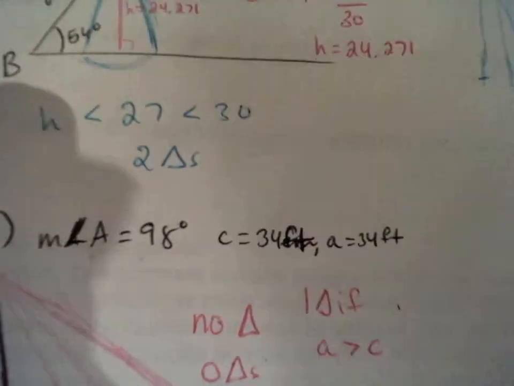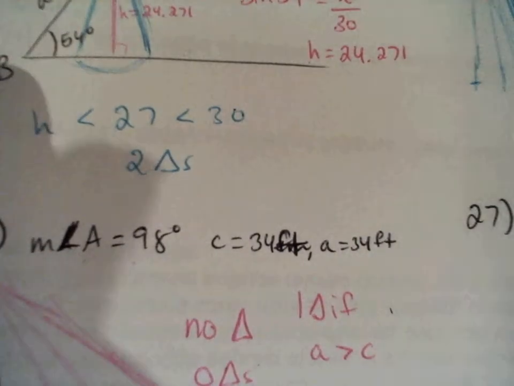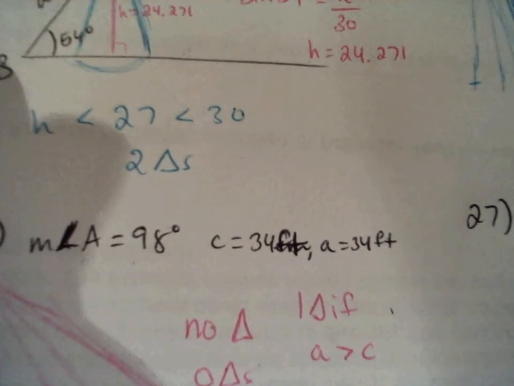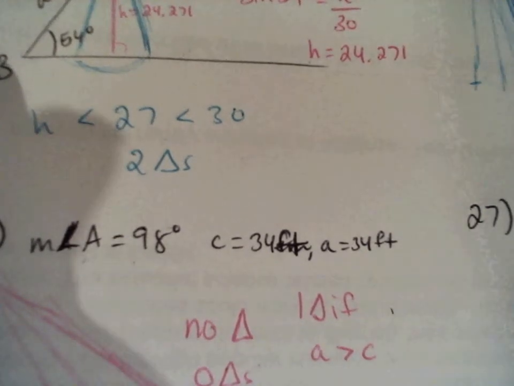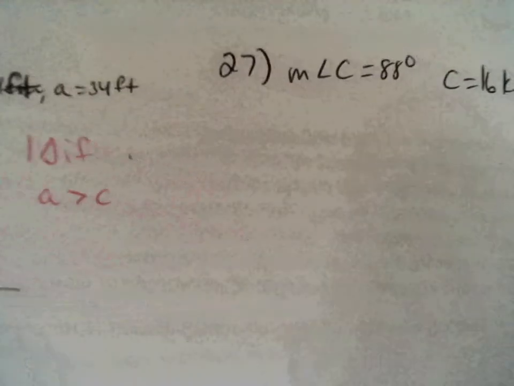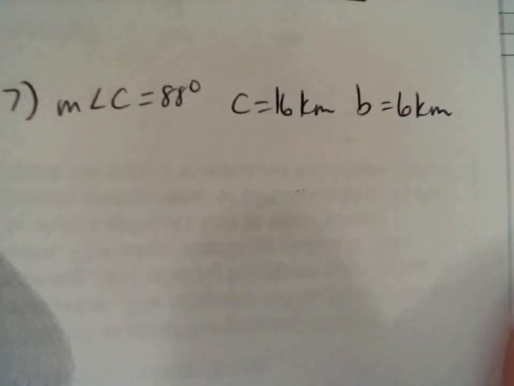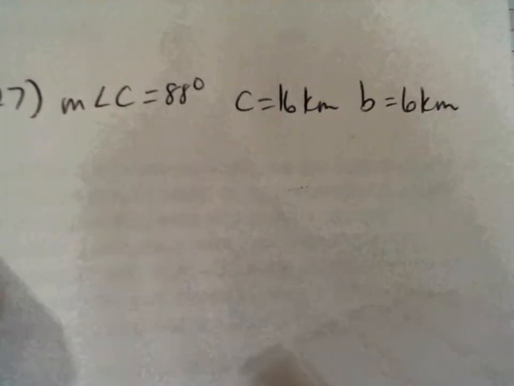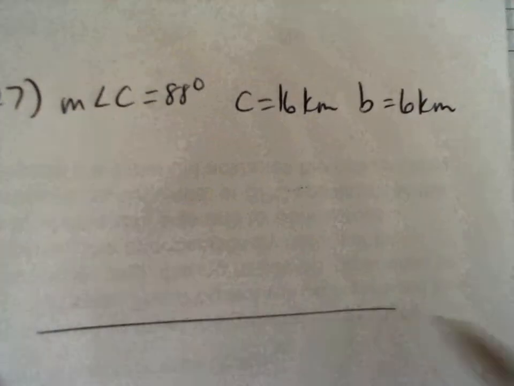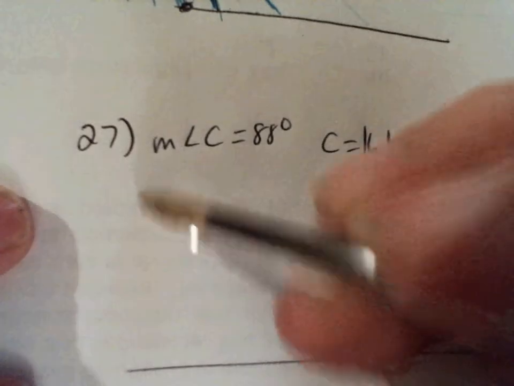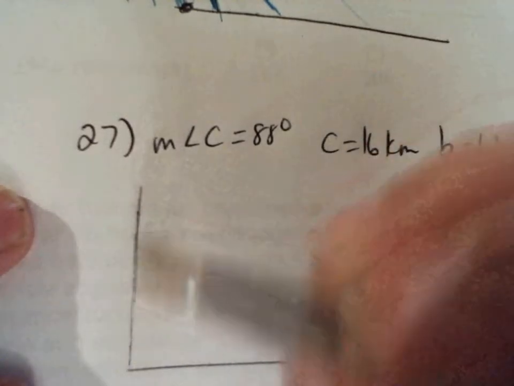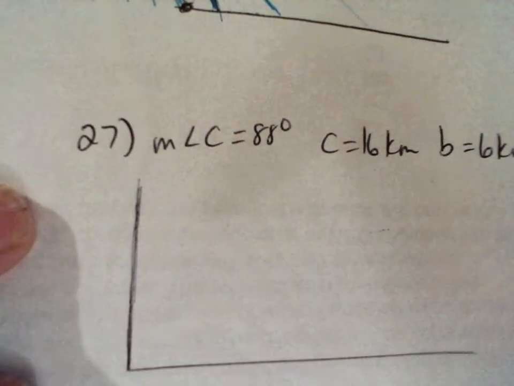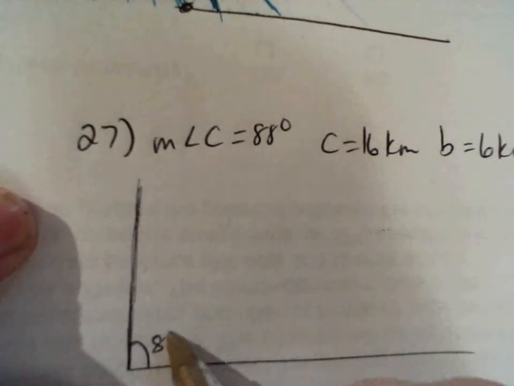Alright, let's talk about 27. So 27 gives me the measure of angle C as 88 degrees, and then it says C equals 16 kilometers and B equals 6 kilometers. Okay. So I've got the measure of angle C is 88 degrees, side C is 16 kilometers, and side B is 6 kilometers. So here's what I've got. 88 degrees is really close to a right angle or an obtuse, but it's not quite. Okay. So I'm going to exaggerate it a little bit so you can tell it's not a 90 degree angle or obtuse, but that's 88 degrees.